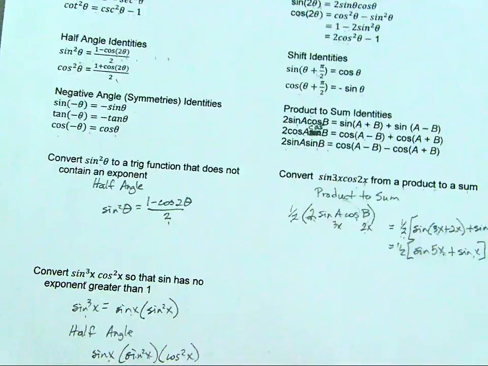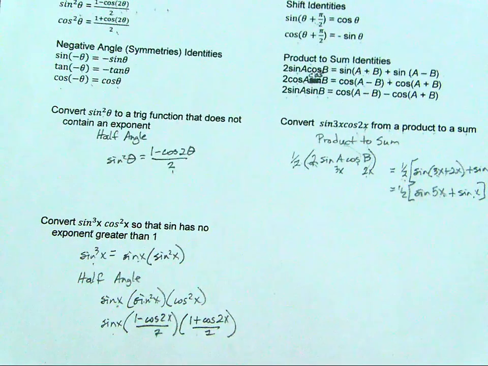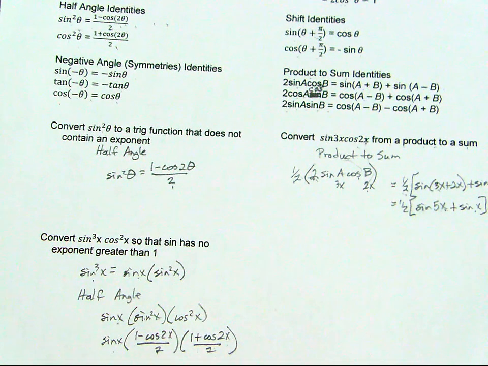Cosine squared, we can go find that. That's 1 plus the cosine of 2x over 2. We can put that in. So now we've converted it. Now, you see, we don't have any more exponents bigger than 1. Okay, the identity ones, they'll come a little later usually in calculus, but the other ones come right off the bat.